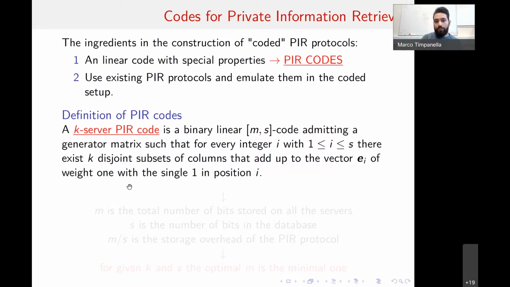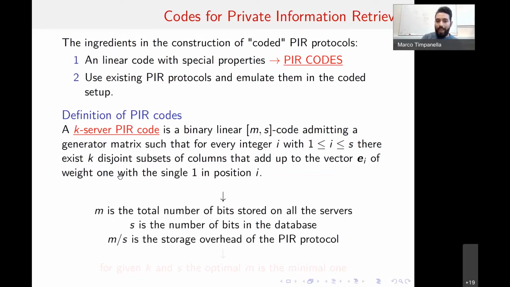If we apply the approach of Faselli, Vardi, and Jacobi with a k-server PIR code with these parameters, then m, the length of the code, is the total number of bits that are stored in all the servers. The dimension of the code is the number of bits in the database, and so the storage overhead of this protocol is m over s. Since we want to minimize the storage overhead of the protocol, for given k and s, we want to minimize m. So basically, if we fix the number of servers and the dimension of the code, we want to find the shortest possible PIR code.